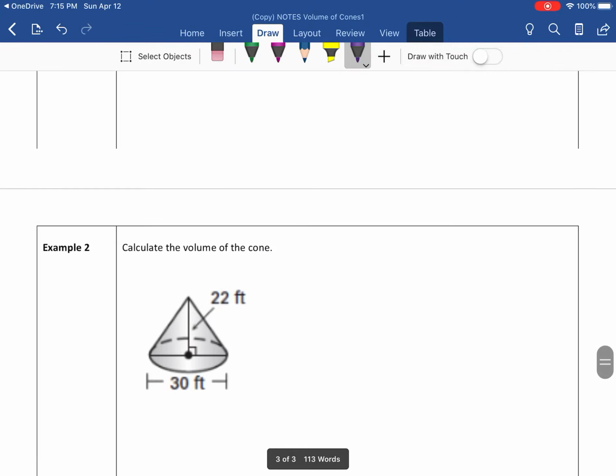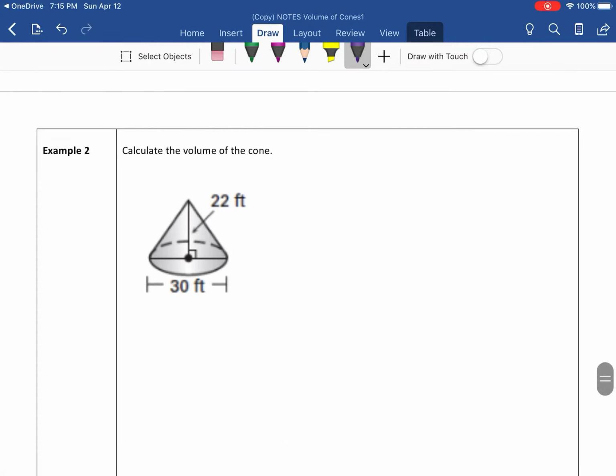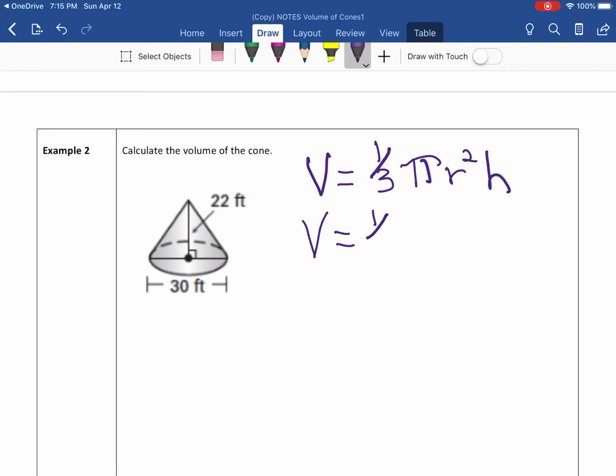Next one, and the last one actually. So volume equals, I'm going to write it, 1/3 times pi times radius squared times height. Volume equals 1/3 times pi times the radius. And what's the radius?